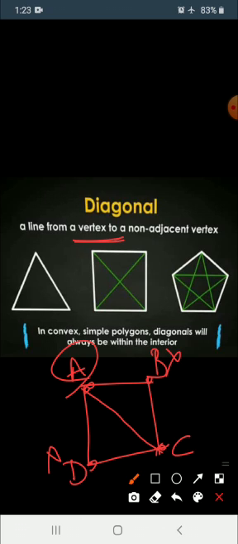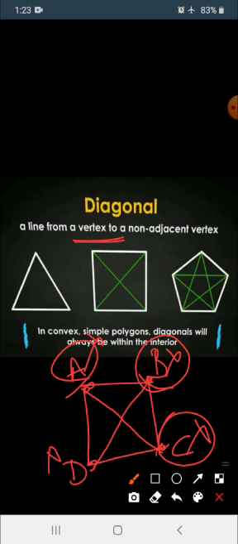In the same case, if you take vertex B, A is adjacent and C is adjacent. So a line can be drawn only to D. Come to C. Adjacent vertices are B and D. So a line can be drawn only to A. Come to point D. Adjacent vertices are C and A. So a line can be drawn only to B. So in a square there will be only two diagonals.